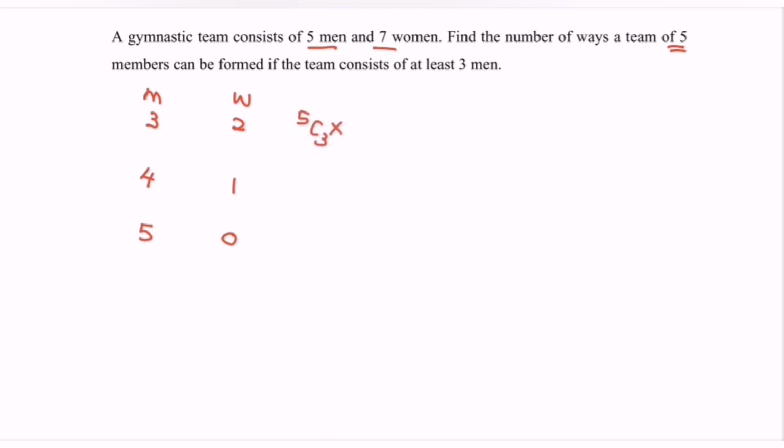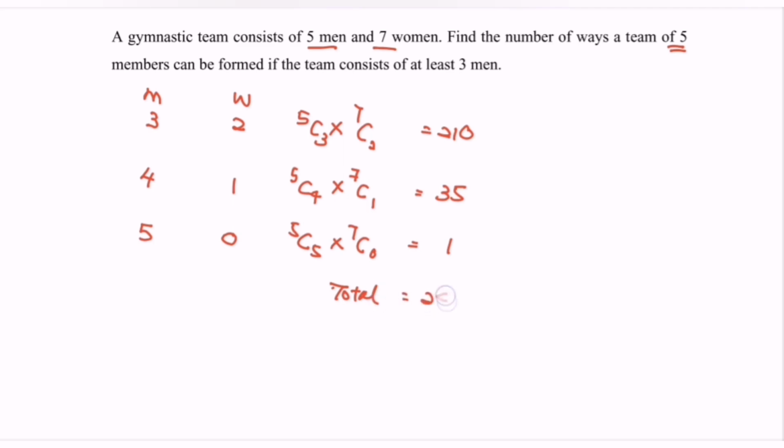So 5C3 multiplied by 7C2, and we have 210. Followed by 5C4 multiplied by 7C1, where we have 35. 5C5 multiplied by 7C0, and we have 1. Totaling up, we have 246 ways to form a team which consists of 5 members.